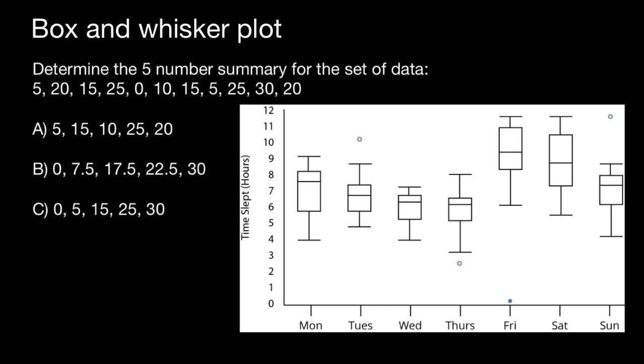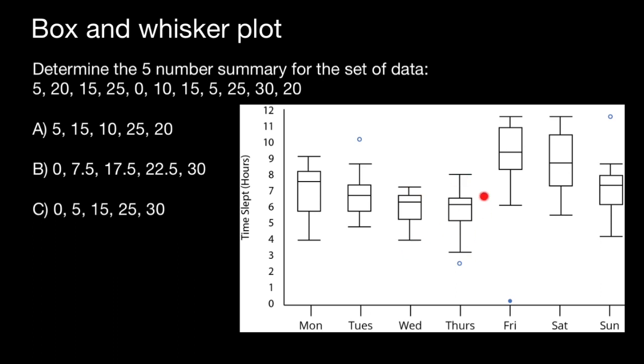So here's the problem that we are going to solve today. Determine the 5-number summary of the set of data. Here's the set of data, and we have to choose variant A, B, or C. So today we have to determine the 5-number summary, and what does it mean?